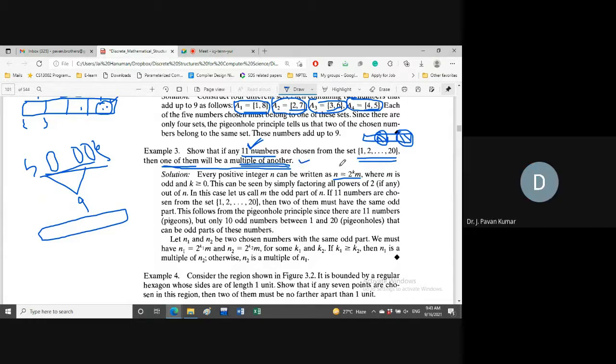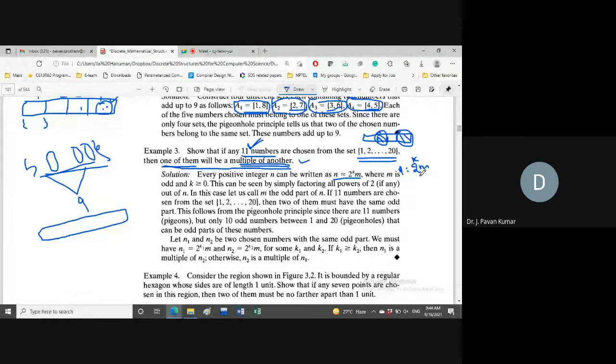Now, in order to argue with the pigeonhole principle, the observation we are considering here is that every even number can be represented as 2m. Yes or no? Yes, 2 multiple we can write, so 2 into m. Let us say n is an even number. Suppose n is an odd number. Can we write it like this, 2 power k into m? If n is odd, let us say 3, 5, 7, like this, then k can be 0, right?